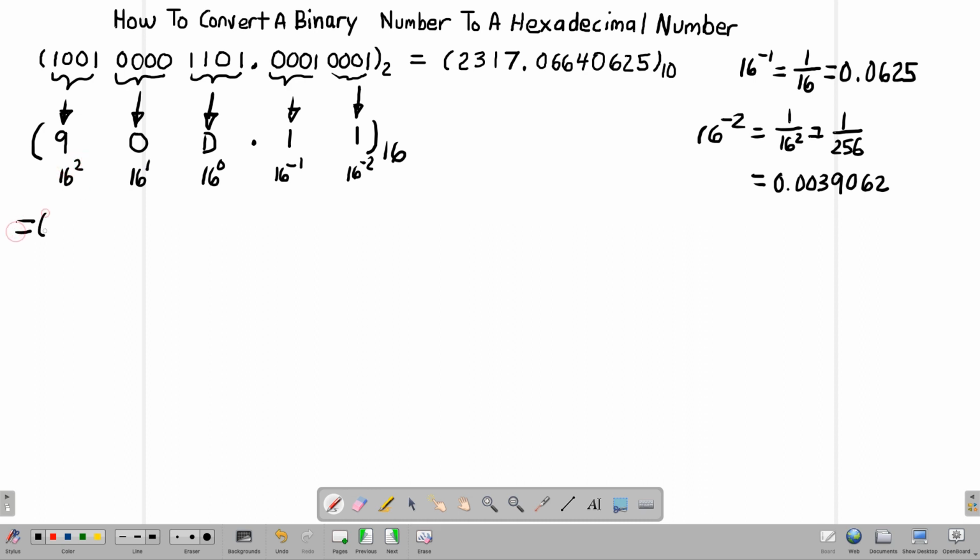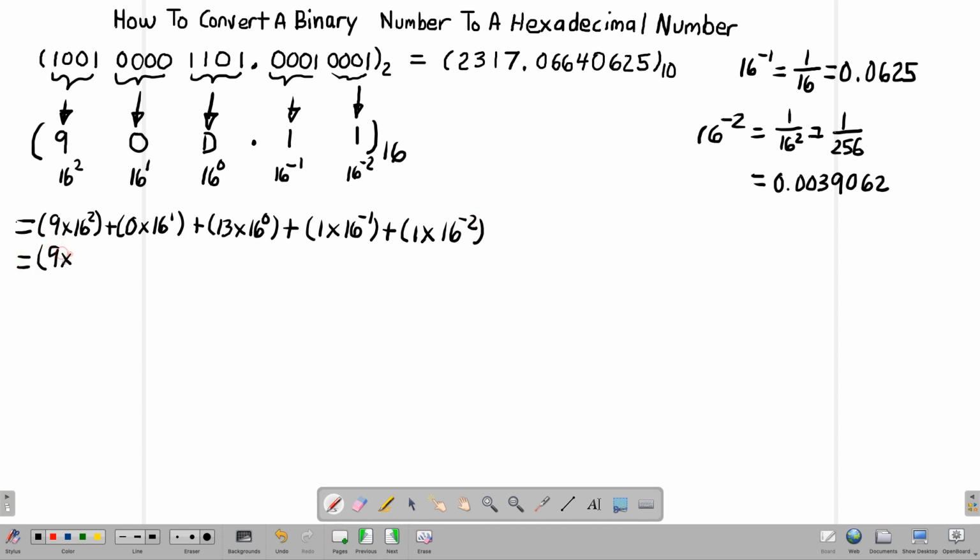So this equates to 9 times 16 to the second power, plus 0 times 16 to the first power. Then we add D, which is 13, times 16 to the 0th power. And we add 1 times 16 to the minus 1 power, and 1 times 16 to the minus 2 power. So let's break these down further. We said 16 to the second power is 256, so we have 9 times 256. 0 times anything is 0, so let's put 0 there. And then 13 times 16 to the 0th power, that's 1, so it represents 13 here.